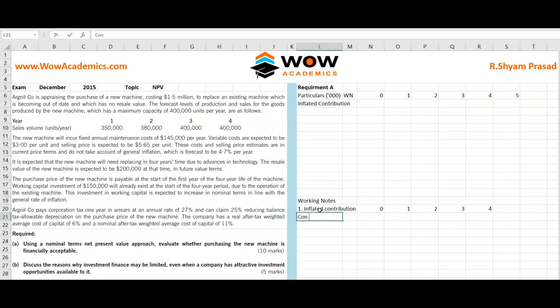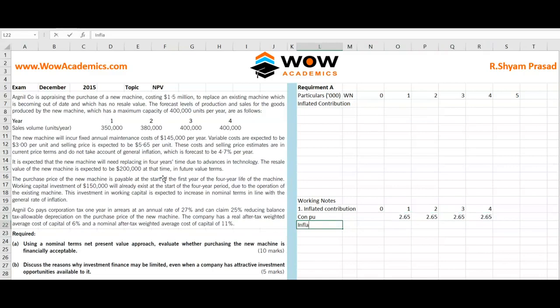So contribution per unit. How much does it come to? See, the selling price is 5.65 dollars per unit, and variable cost is 3 per unit. So 2.65 is your contribution, and that is what is going to incur for all the 4 years. But this is before the inflation.